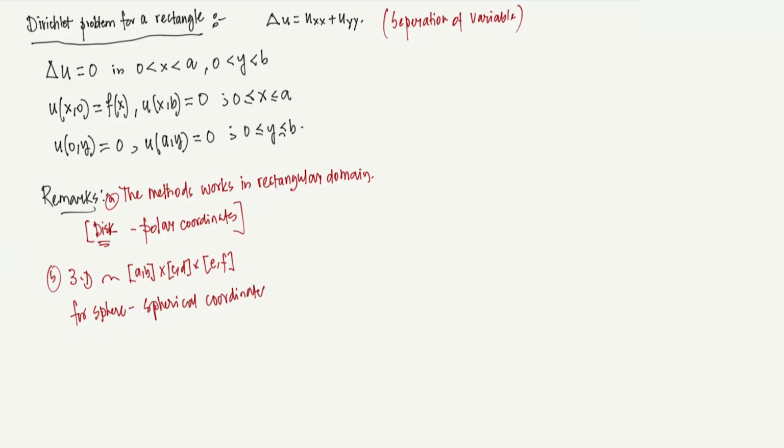So what's the point? The point is that we are going to do this separation of variables only for the domains which are rectangular. In our case, let's say this is your x and this is your y. x is varying between 0 and a, and y is varying between 0 and b. So that's your domain.